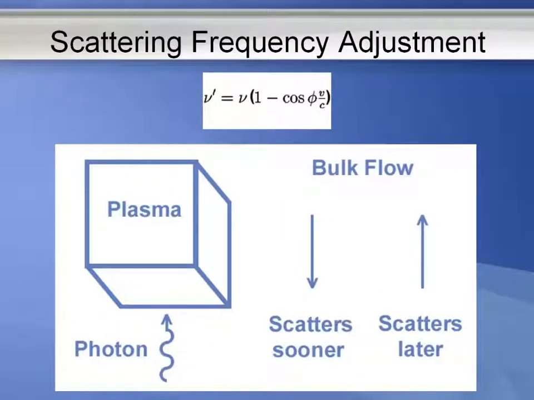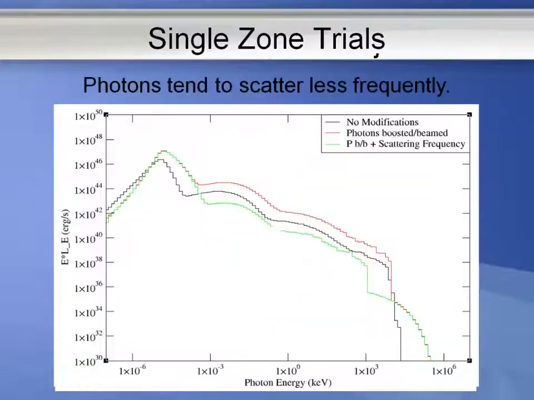The second adjustment is the scattering frequency adjustment. This is a bit more convoluted to think about, but imagine a photon propagating into a box of plasma. If the box of plasma is moving against the flow, the photon is going to encounter an electron sooner and scatter sooner. And vice versa if the plasma is flowing in the same direction as the photon. And you can see, in this case, the nu is the scattering frequency, and the way it's adjusted is, again, just a simple formula based on the velocity.